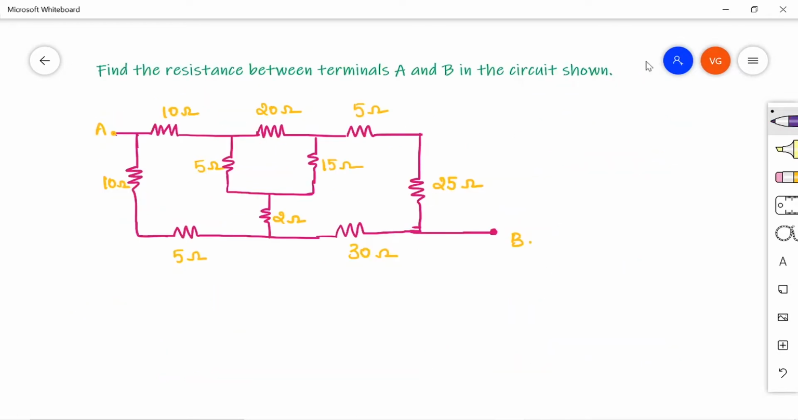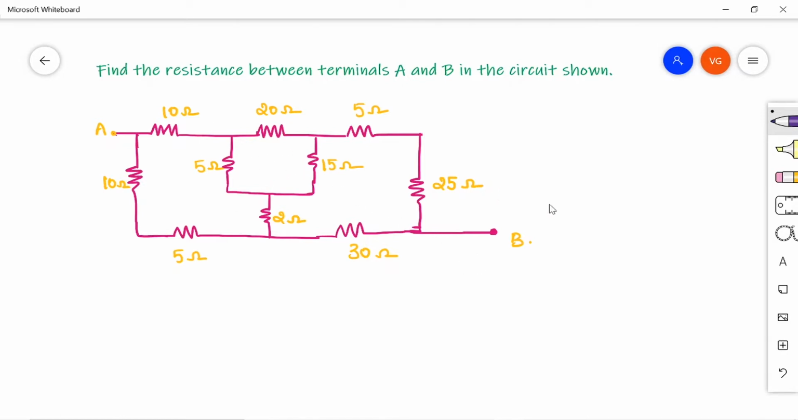The second problem is like this. Find the resistance between terminals A and B in the circuit shown. So this is the given circuit. If we observe here, this 20 ohm, 5 ohm and 15 ohm is looking like a pi connection, right? Pi or delta. So this pi part or the delta part can be converted into star so that the simplification of this circuit is easy.